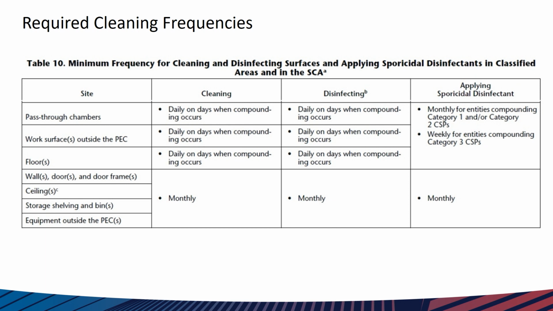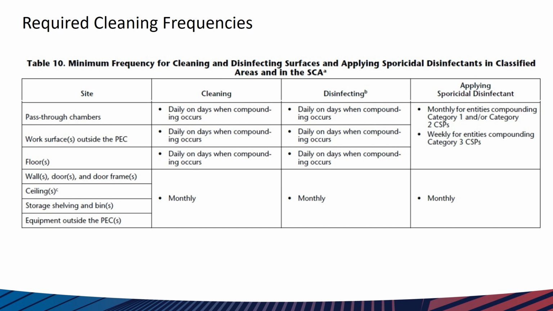So our pass-through chambers, work surfaces outside of the PEC, so that's our tabletops, our carts, any of those type of items. And then we've got our floors, walls, doors, and door frames, ceilings, storage shelves and bins, and then our equipment outside of the PEC. So daily, we've got to clean our pass-throughs, our work surfaces, and our floors. That has to occur daily on days when compounding occurs. That's also a new caveat in the 2022 chapter. Instead of just saying daily, it now says daily on days when compounding occurs.